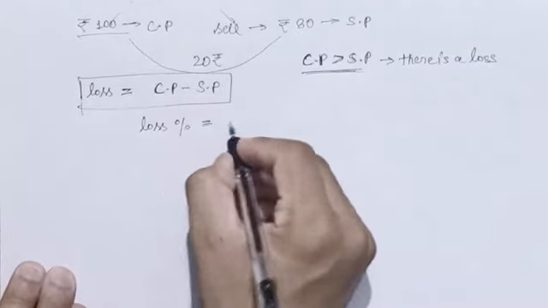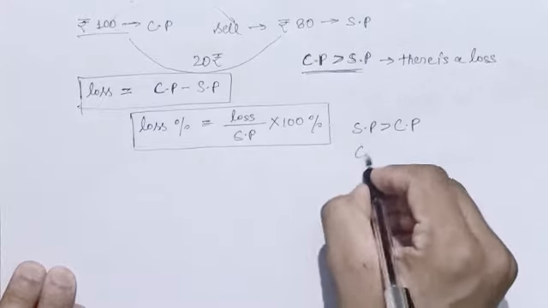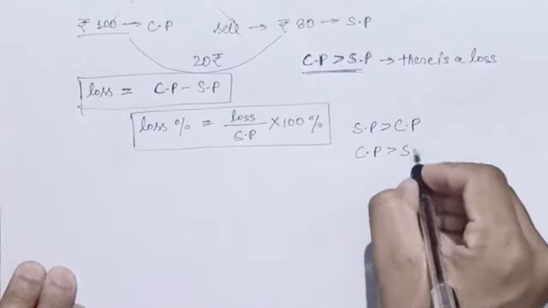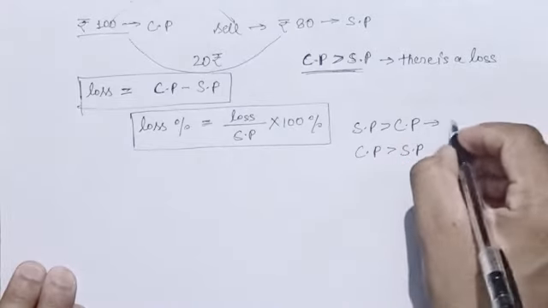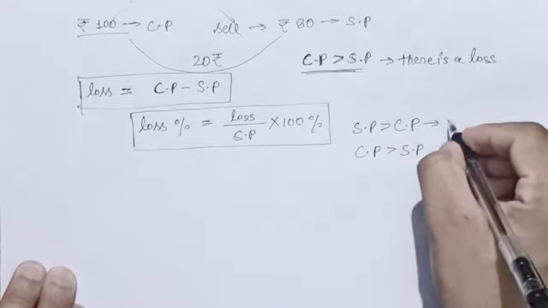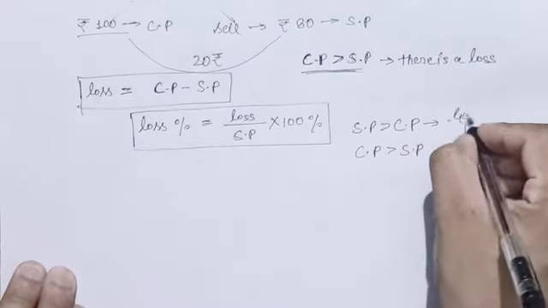Okay. So student, it is clear that whenever SP is greater than CP, then there is a profit, and when CP is greater than SP, then there is a loss. When SP is greater than CP, then there is a gain, and we obtain gain percentage by gain by CP into 100. And when CP is greater than SP, then there is a loss, and we obtain loss percentage by loss by CP into 100%.